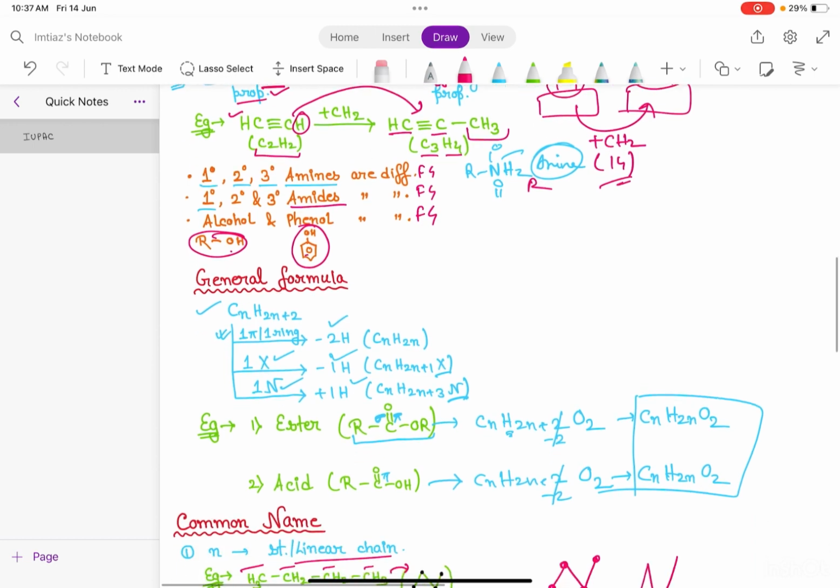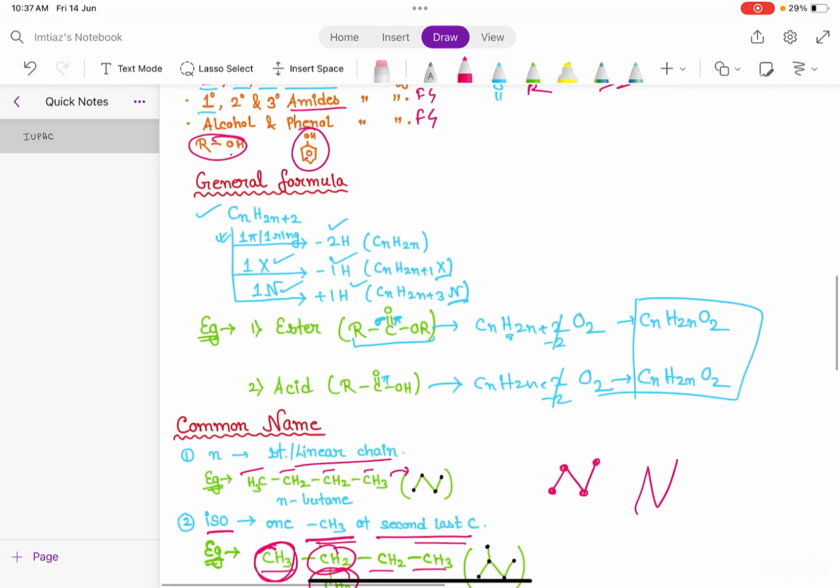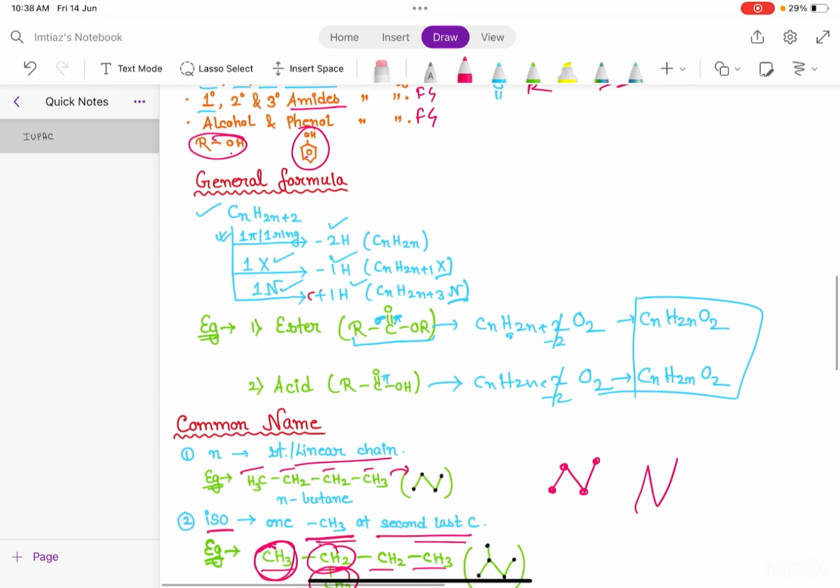General formula is CnH2n+2 by default. If there is one pi, remove 2 hydrogens. If there is one ring, remove 2 hydrogens. That doesn't mean only for 1 pi: for 2 pi, remove 4 hydrogens; 2 rings, 4 hydrogens; 3 pi, 6 hydrogens. So that is for 1 pi, and for n number of pi, multiply it with n. If it is 1 halogen, remove 1 hydrogen, and if it is 1 nitrogen, add 1 hydrogen. Don't forget this: these two are minus, and here you have to add 1 hydrogen.